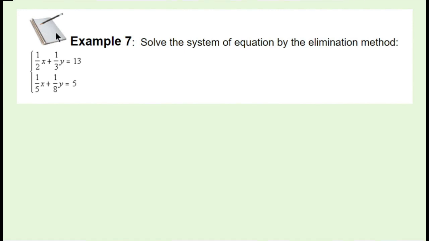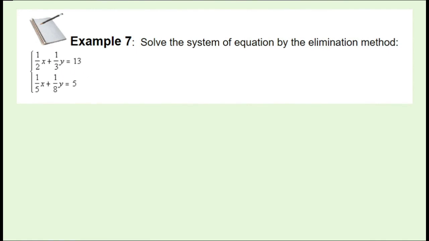For example, let's have a system here. We have a fractional system, 1 over 2x plus 1 over 3y is equal to 13, and 1 over 5x plus 1 over 8y is equal to 5. Now, before I work with this, I want to simplify this further, because I don't like the way it looks. So I want to get rid of those denominators.